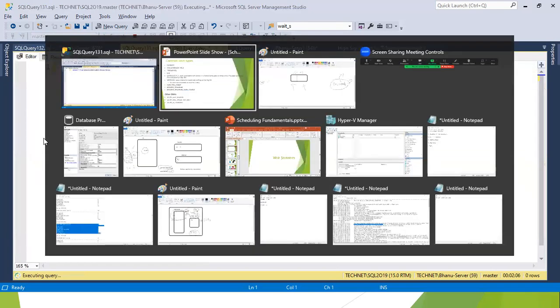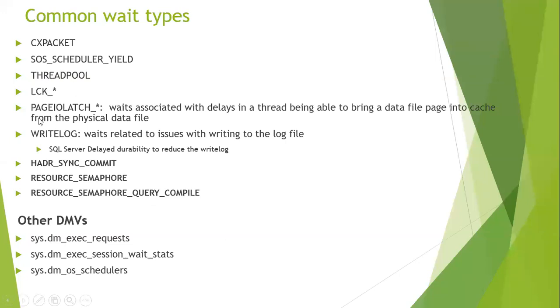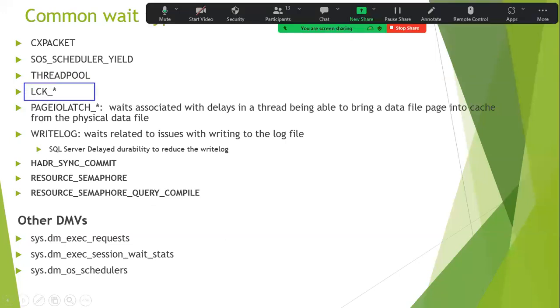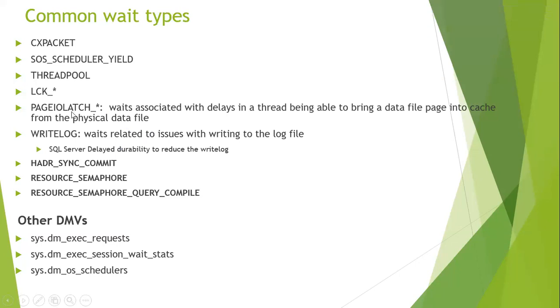We will talk about locks later, but here, if it is a lock, it is waiting for some lock to be released, or it is waiting for some resources to acquire a lock and proceed its execution. Page IO latch, or page latch, whatever you can consider. So page IO latch is basically, what does it mean by latch? I'll tell you what a latch is. Latch is, you are doing some transaction.